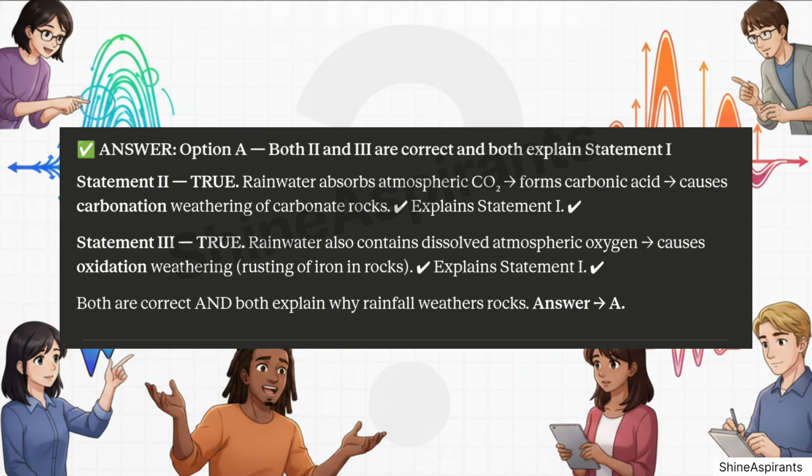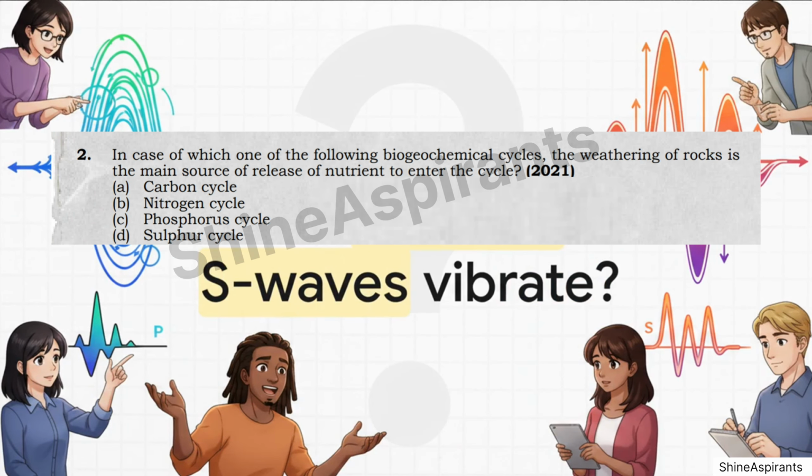Answer A. Question 6, UPSC Prelims 2021. In the case of which one of the following biogeochemical cycles is the weathering of rocks the main source of release of nutrient to enter the cycle? Option A. Carbon cycle. Option B. Nitrogen cycle. Option C. Phosphorus cycle. Option D. Sulfur cycle. Pause 8 seconds.